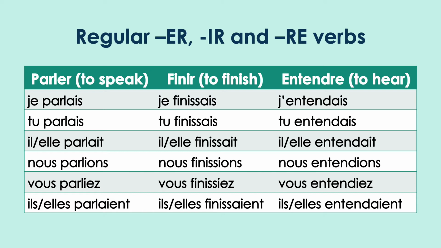And entendre. J'entendais, tu entendais, il entendait, elle entendait, nous entendions, vous entendiez, ils entendaient, elles entendaient. And if you want to make that liaison really explicit for the third person plural, you could say ils entendaient, elles entendaient.